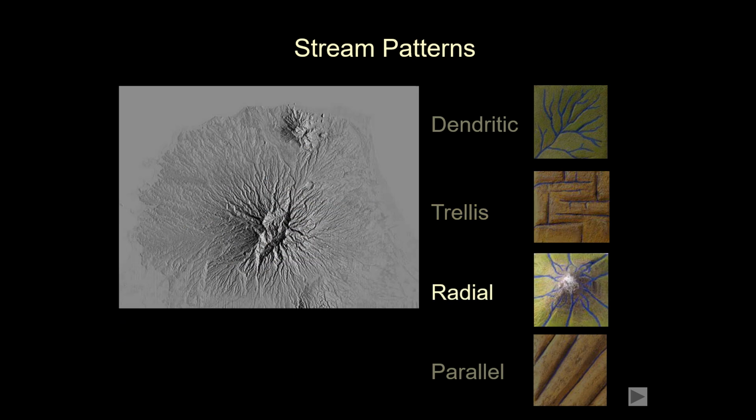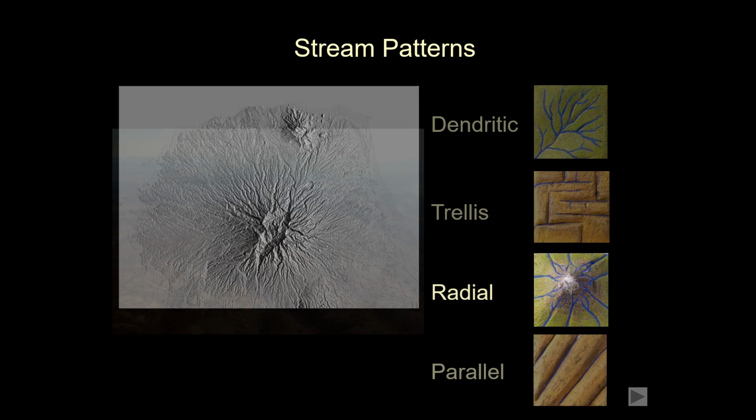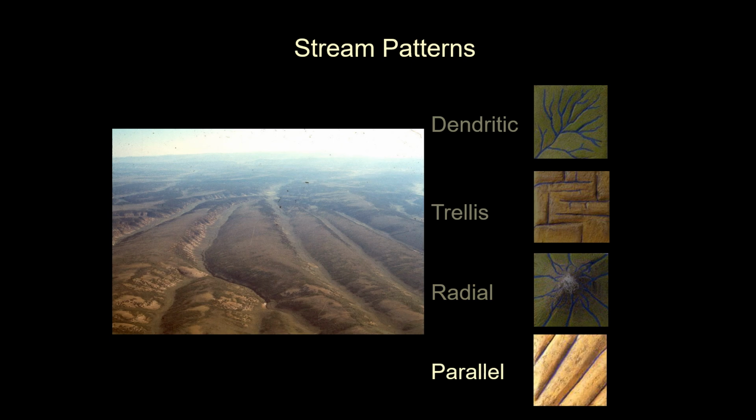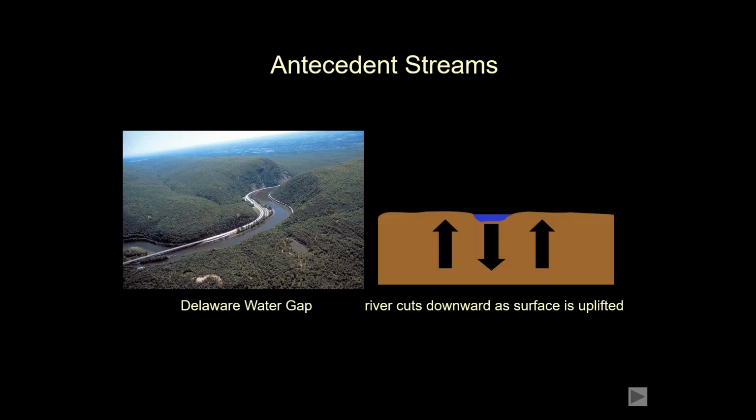So radial, this is typical of hills or I should say mountains like volcanoes. So this is probably in the category of consequent. So again, the water just responding to gravity, following the path of least resistance across the topography, and then this parallel drainage pattern is definitely a subsequent one.